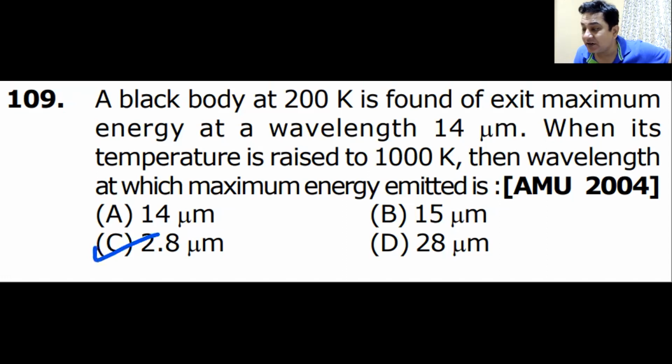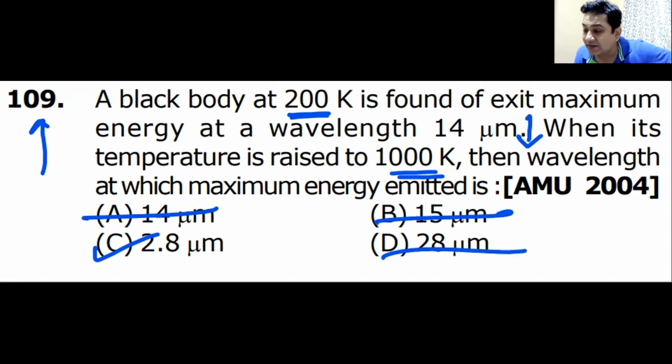There is only one answer that is possible here. 200 Kelvin, 1000 Kelvin, temperature has increased, so wavelength has to decrease. Only one option has a lesser wavelength, and that is the correct option. You don't have to solve it. Do we understand this? So that is how you use some common sense and get to the correct option.